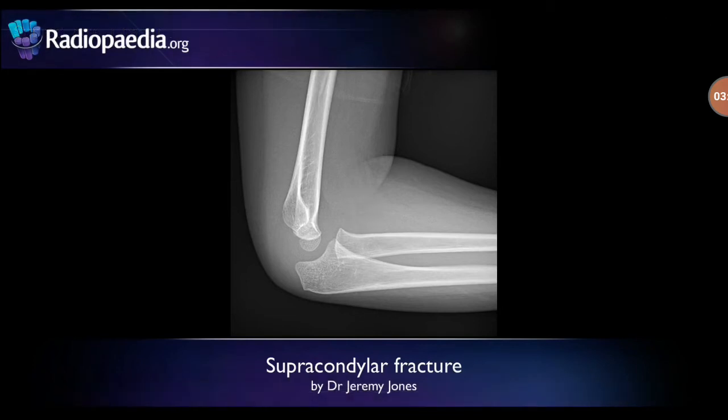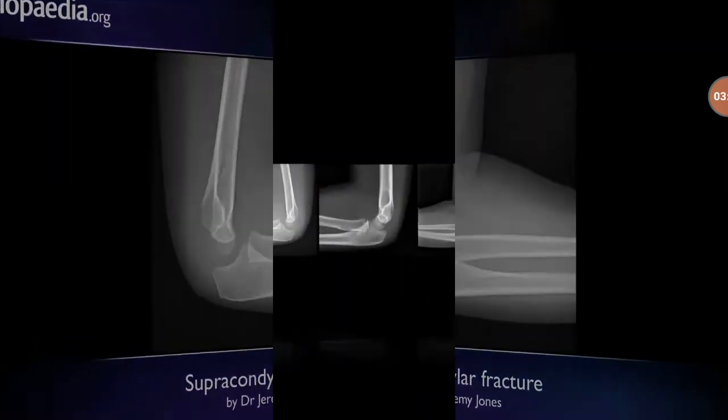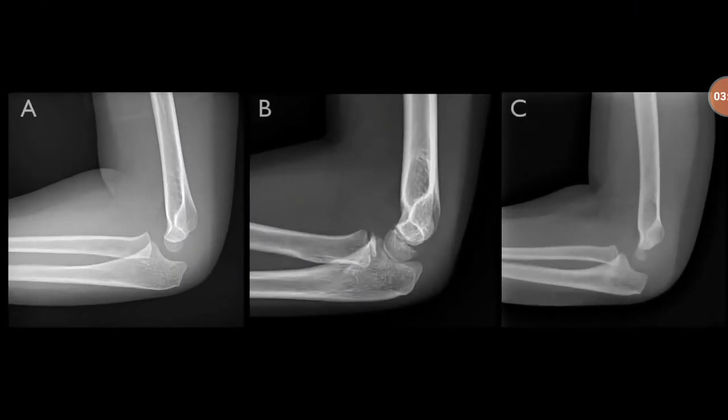Hi, welcome to another Radiology Channel video on the pediatric elbow radiograph. I'm Dr. Jeremy Jones from radiopaedia.org, and today we're going to be looking at supracondylar fractures. Take a look at these three radiographs and see if you can identify those that have a supracondylar fracture. If you're not already viewing this in high definition, I suggest you do so. You can always pause the video if you need more time.